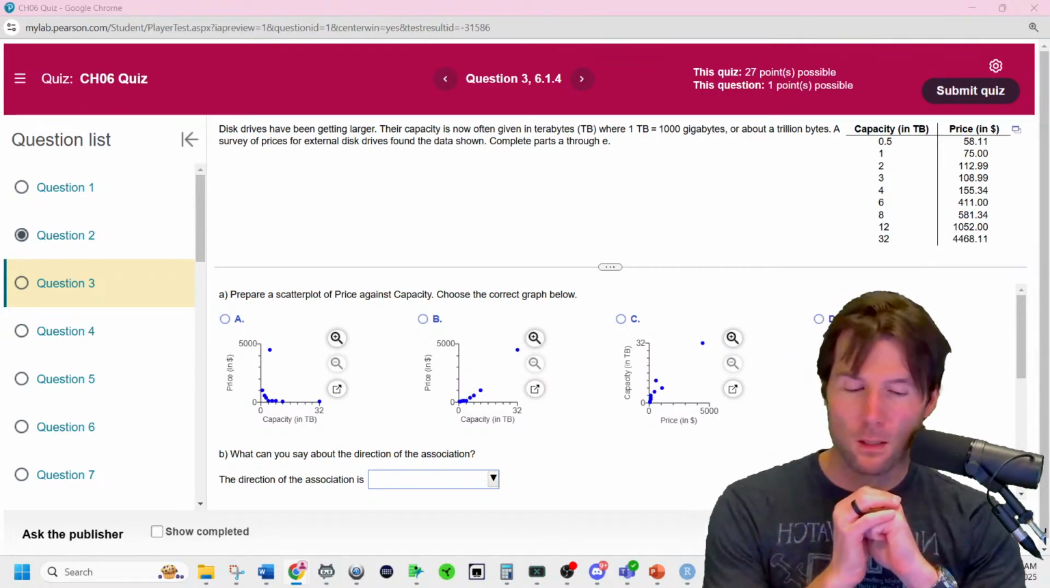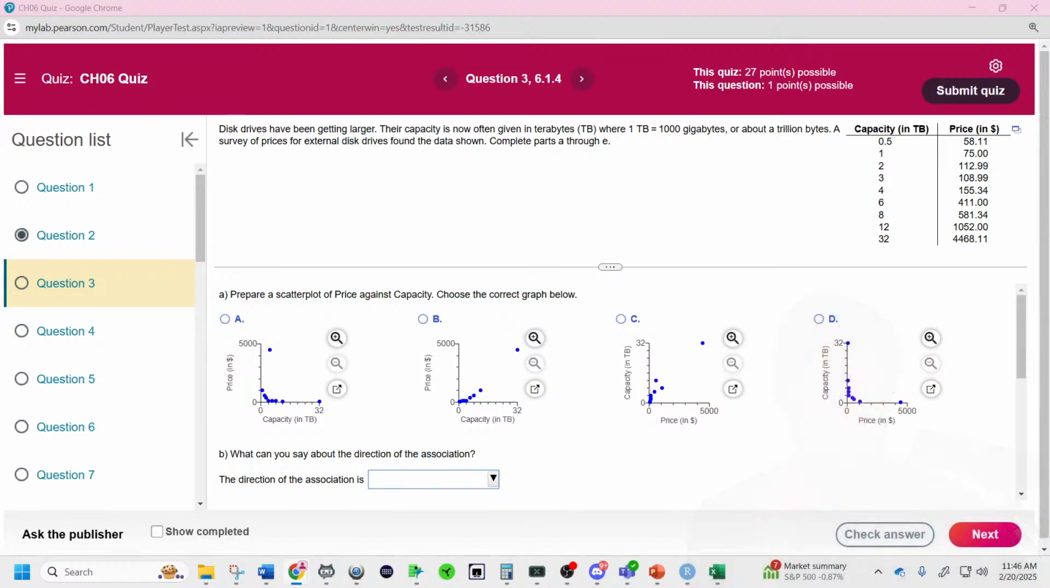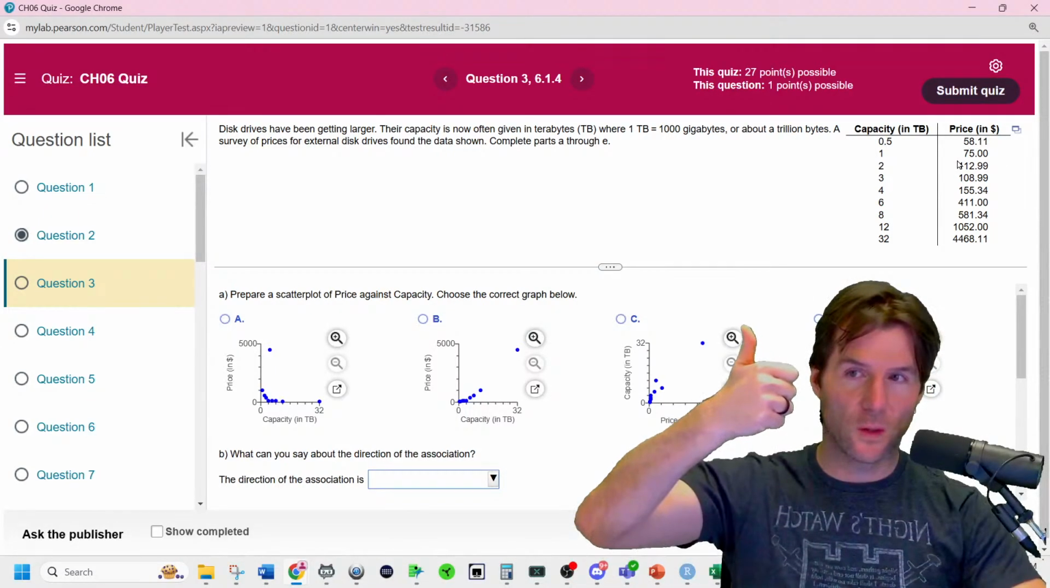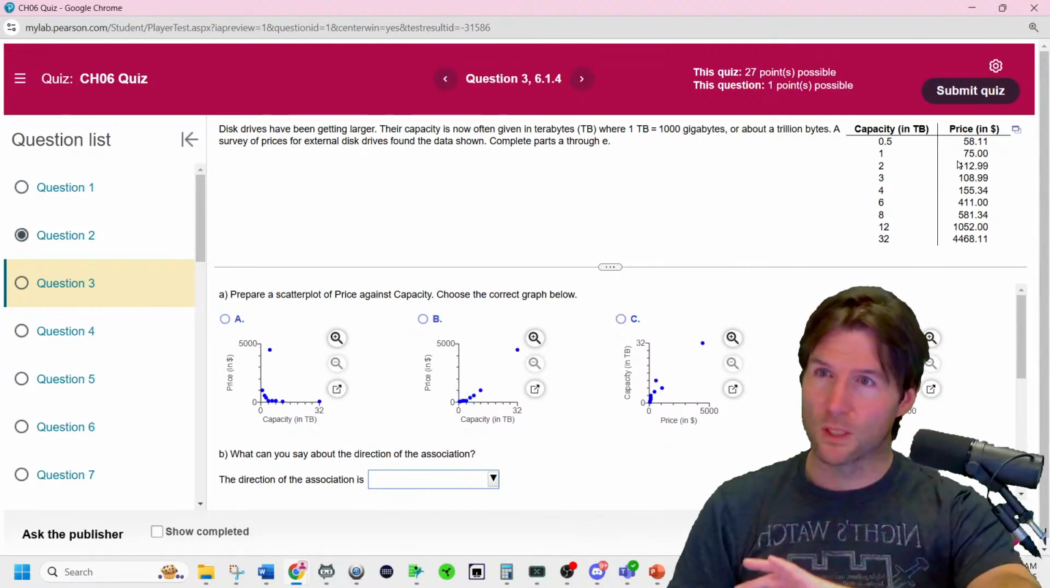With this right here, you'll notice that the disk drives are getting bigger and bigger and bigger, and the price is getting more and more and more. And there is one that does break the trend, that the 3 terabyte apparently costs less than 2 terabyte. Why would you ever buy the 2 terabyte then? But if you notice, because they're both increasing, positive correlation means as one increases, the other increases, or as one decreases, the other generally decreases.